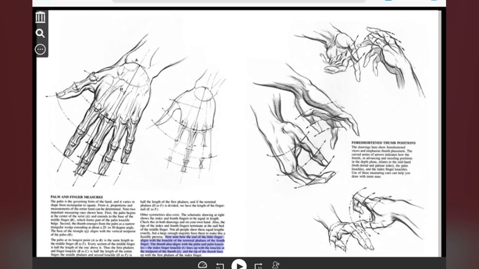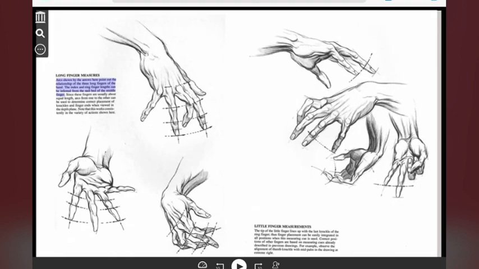The index finger knuckle lines up with the knuckle at the midpoint of the thumb, J, and the tip of the thumb lines up with the first phalanx of the index finger. Foreshortened thumb positions. The drawings here show foreshortened views and emphasize thumb placement. The curved series of arrows indicates how the thumb, in advancing and receding positions in the depth plane, relates to the mid-hand, both dorsal and palmar sides, the palm knuckles, and the index finger knuckles. Use of these measuring cues can help you draw with more ease.